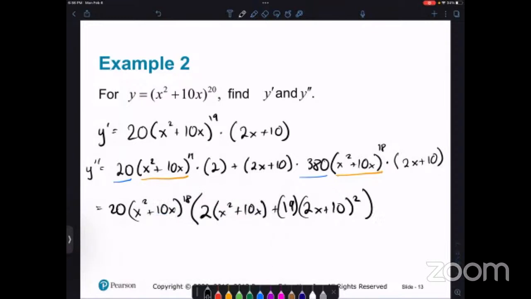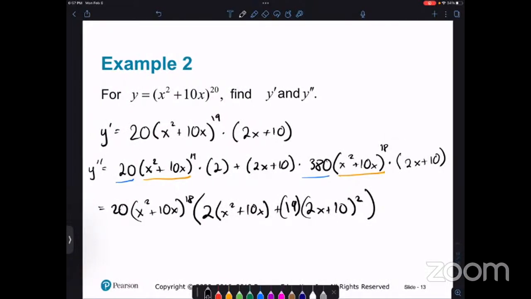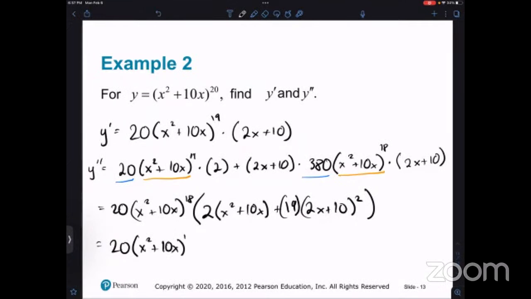I think I'm going to go ahead and expand that and combine like terms. Okay. Let me just expand it. This 20 is going to persist here. We got this x squared plus 10x to the 18. So then this is going to become 2x squared plus 20x. Okay. We're going to have our 19. If we FOIL there, that's going to be 4x squared plus 40x plus 100. Okay. Now they might not have gone this far.